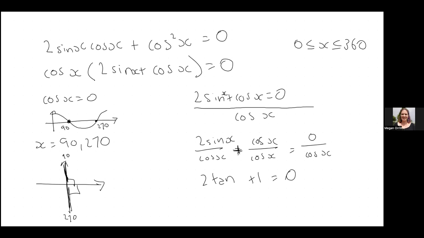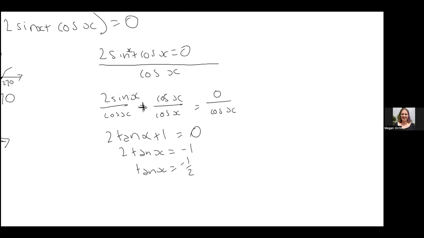So now 2 tan of x equals -1. So then tan of x is -½. Okay, just going to move this over here so I've got room to do it. So if tan of x is -½, what's the inverse tan of -½? Okay, so we'll just leave it like that for now.